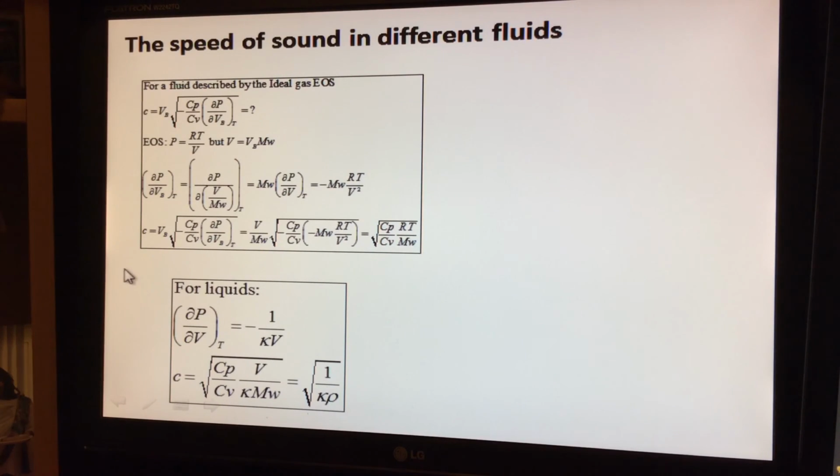For liquids, we know that dP by dV at constant temperature is minus 1 over kappa V. This is something that we have seen in chapter 1, and so you can go and simplify it. If you do the simplification similar to what we have done using the ideal gas equation of state, you can see that the speed of sound for liquids and solids as well is simply given by the square root of 1 over kappa times the density of that liquid or solid.